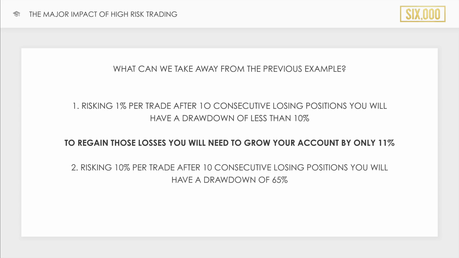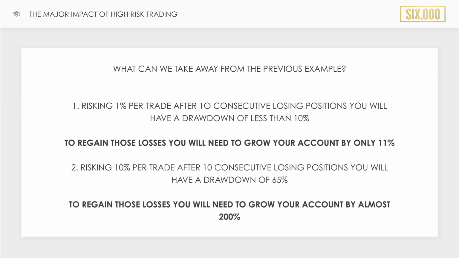Risking 10% per trade, after 10 consecutive losing positions, you will have a drawdown of 65%. So a drawdown is where you have a sustained period of losses. 65%, that's a huge loss. So I did say previously it would be around about 66%. So almost 2/3 of your trading account. Now to regain those losses, you will now need to grow your account by almost 200%. That is 3 times the account value.